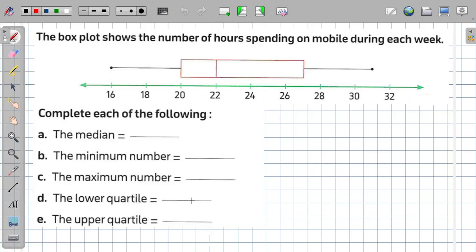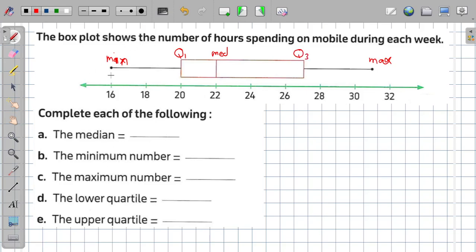Next, I want to find the 5-number summary for this box plot. So this is the minimum one, and this is the maximum one. And I have Q1, and I have the median, and the third quartile, or Q3.